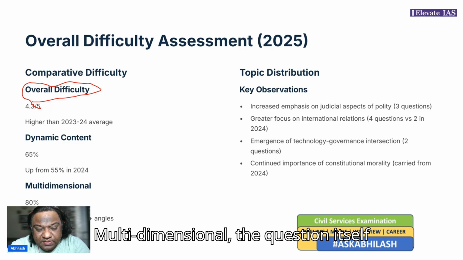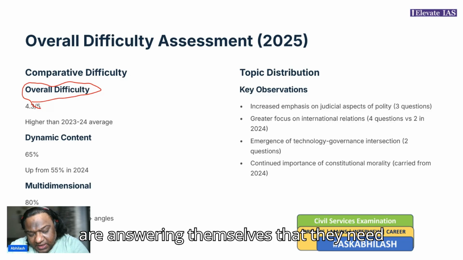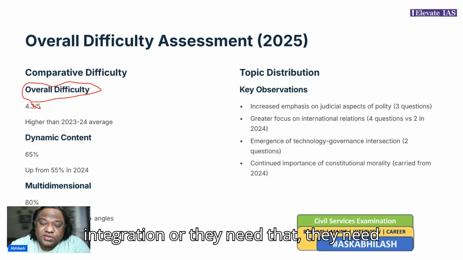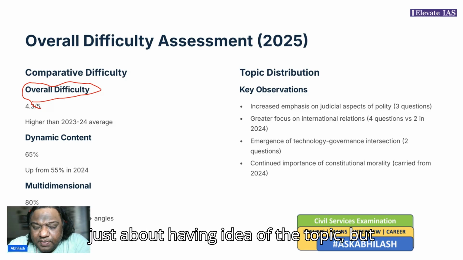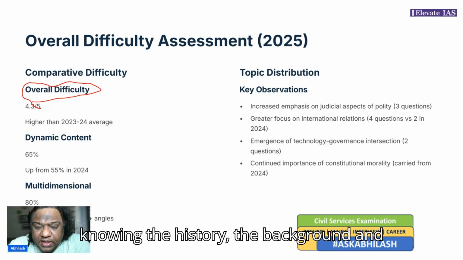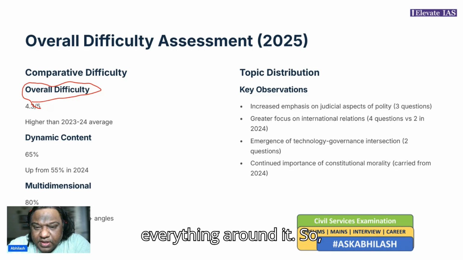Multidimensional, the questions themselves indicate that they need integration, and what kind of perspective they need. So it is not just about having an idea of the topic, but knowing the history, the background, and everything around it.